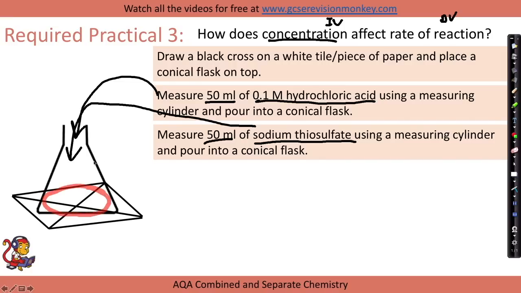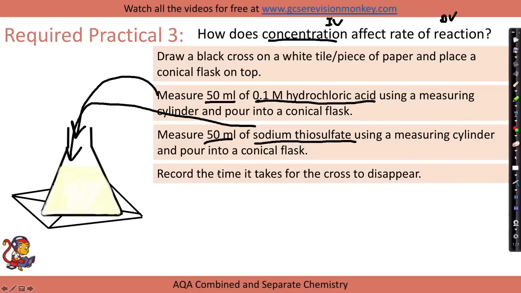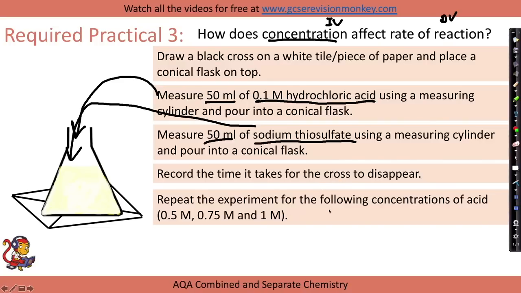However, gradually over time, a precipitate will form to make the solution go cloudy, and at that point we will no longer be able to see the cross. So you can see now, when the solution has gone cloudy, we can no longer see the cross, and we then record the time it takes for the cross to completely disappear. Obviously this is subject to error because different humans will have a different opinion on the exact time that the cross has disappeared. We'd repeat the experiment for the following concentrations of acid: 0.5, 0.75 and 1 molar.